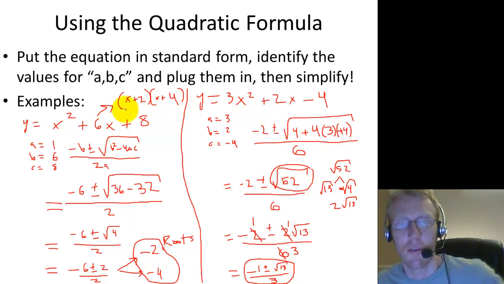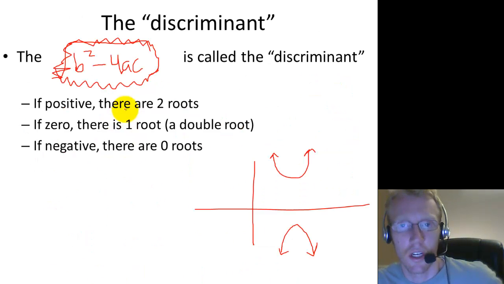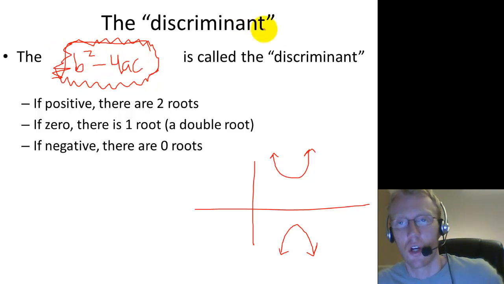If you do have easy ones, I recommend you try to factor it, and then only use the quadratic formula if factoring doesn't work. And lastly, there's this piece b squared minus 4ac, which is called the discriminant, and that tells you how many roots there's going to be.